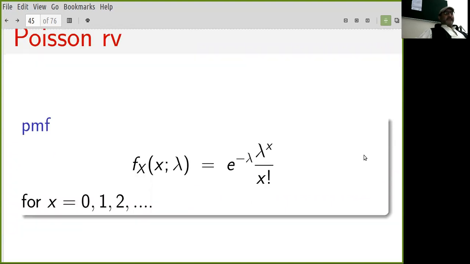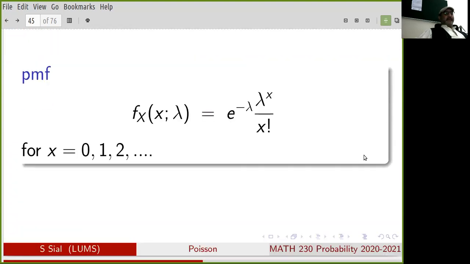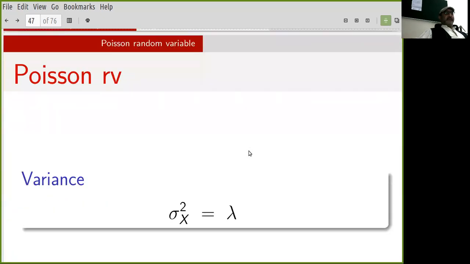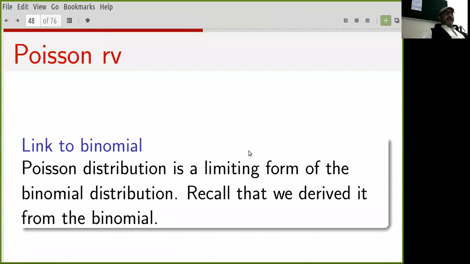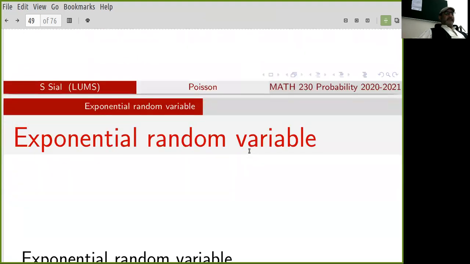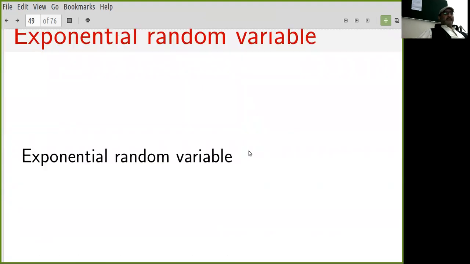So the PMF for a Poisson random variable x is of the form e to the negative lambda times lambda to the x over x factorial. X takes values 0, 1, 2, and so on. Lambda is the expectation, so the expectation of x equals lambda. The variance is also equal to lambda. And we saw that it can be derived from the binomial random variable.